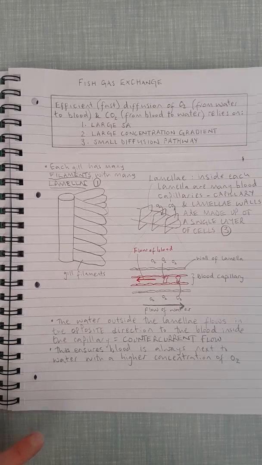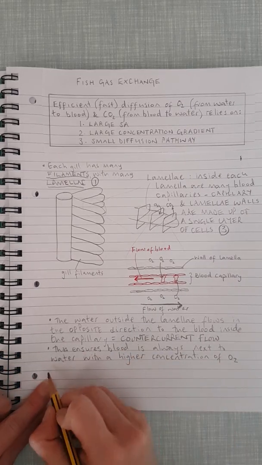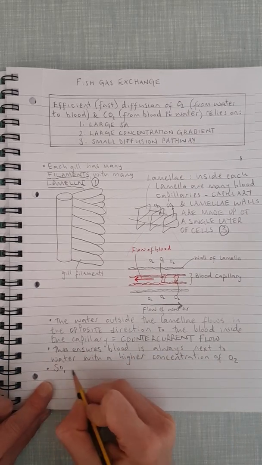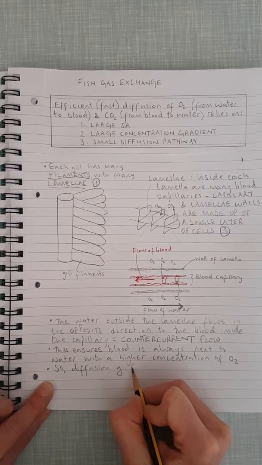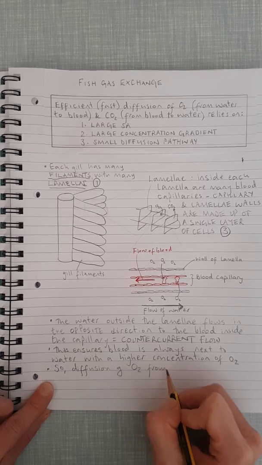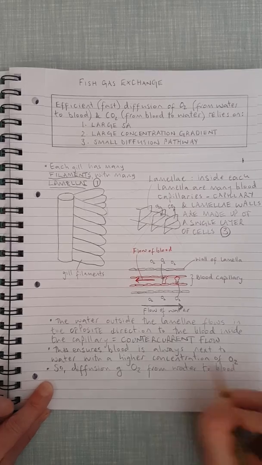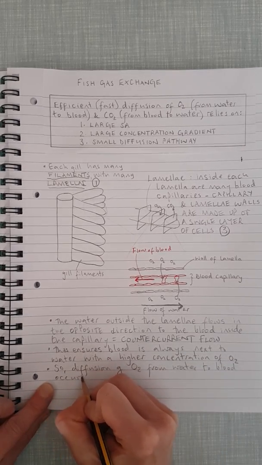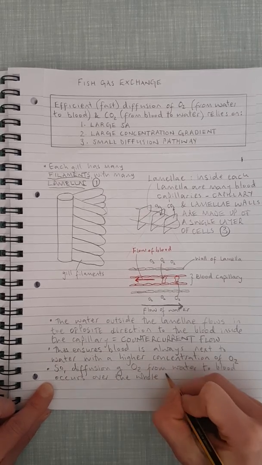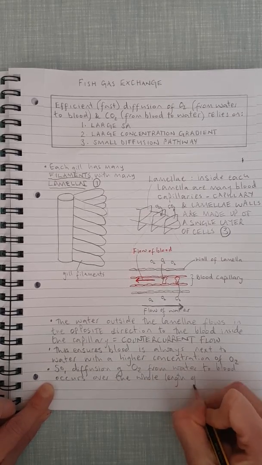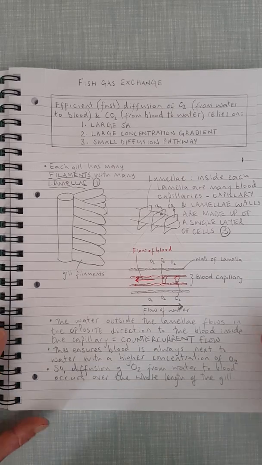Okay, so if we just go back to this, and we're going to finish off our bullet points here by adding, so diffusion of oxygen from water to blood occurs over the whole length of the gill. Really important to remember to add that last point.